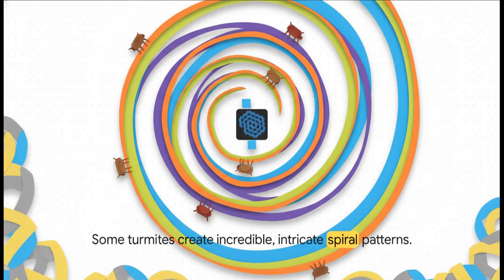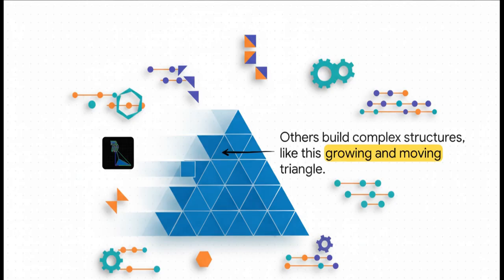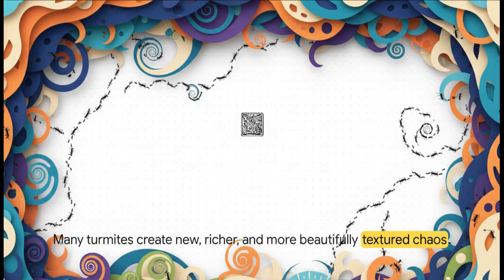Just look at that. Others can build even crazier stuff. Check this one out. It painstakingly fills in a solid triangle, and then the entire triangle starts moving across the grid as a single object, all from a simple set of local rules. And you know, a lot of these termites never find that perfect, clean order like our first ant. They just create new, richer, and more beautiful kinds of chaos. It's like every new rule set creates its own unique piece of digital art.